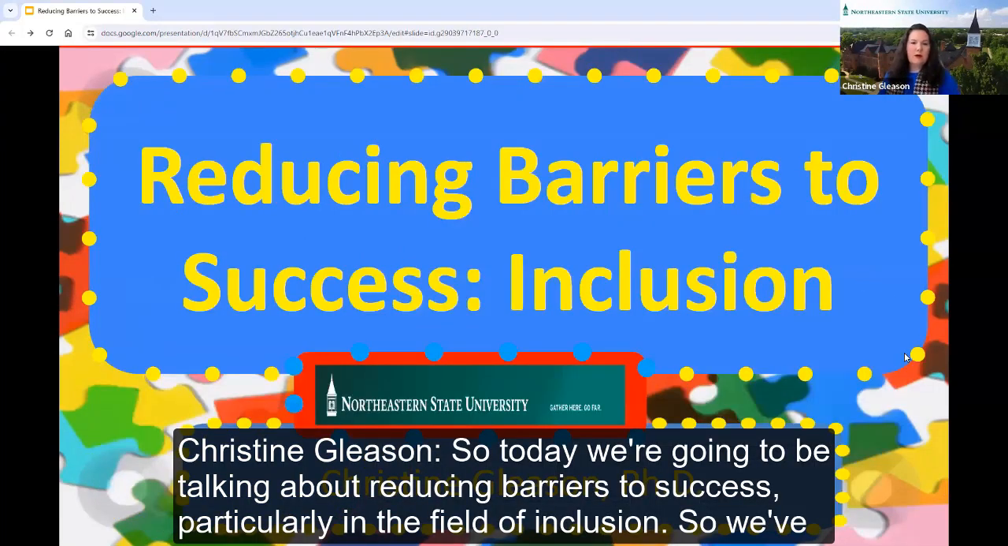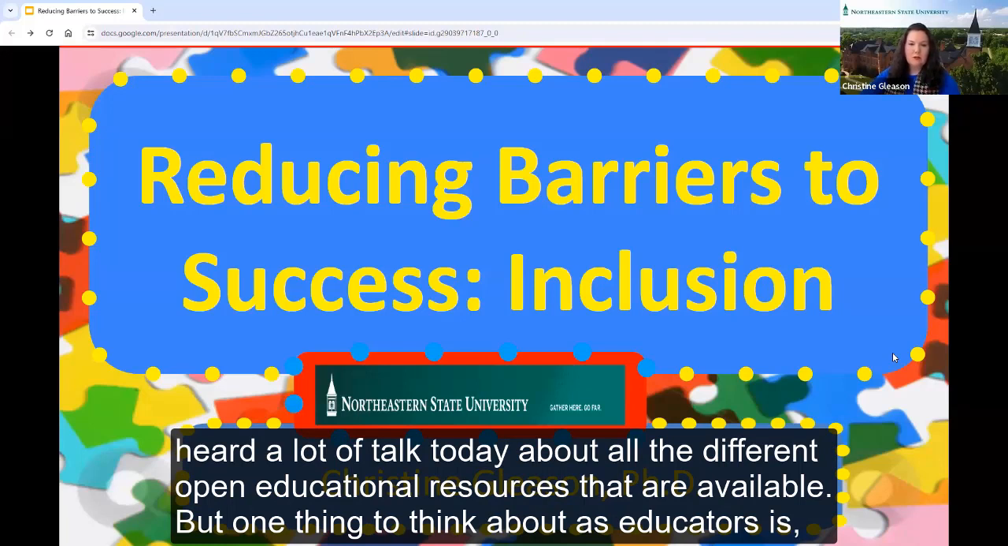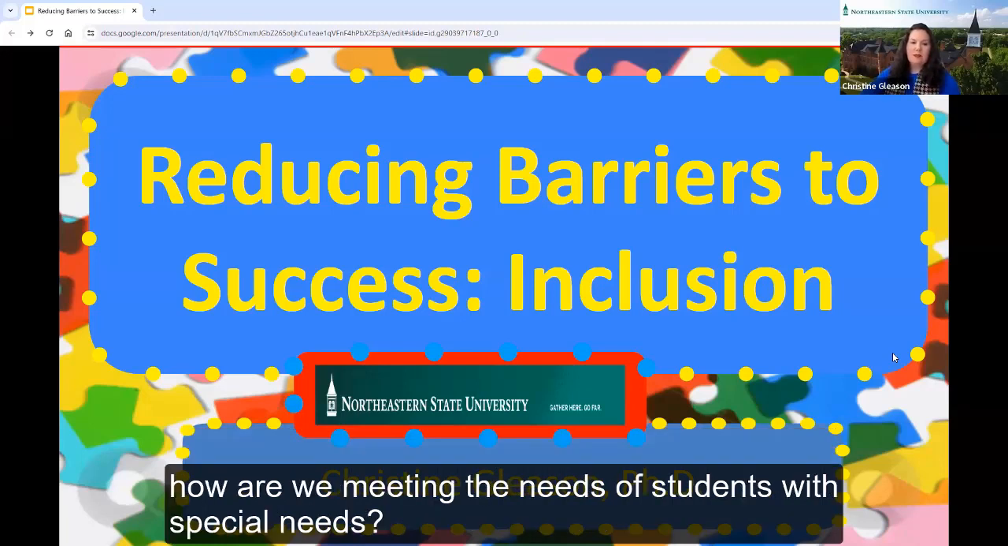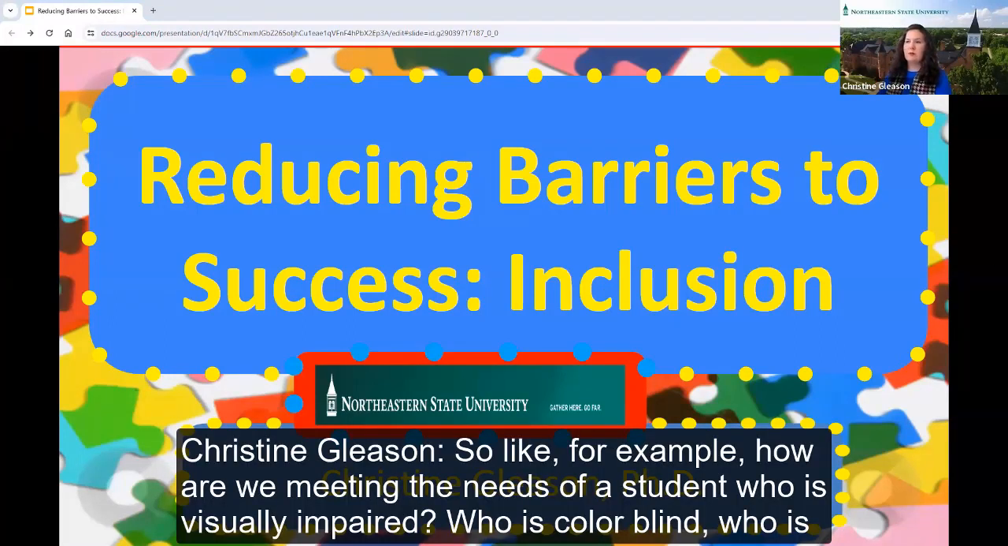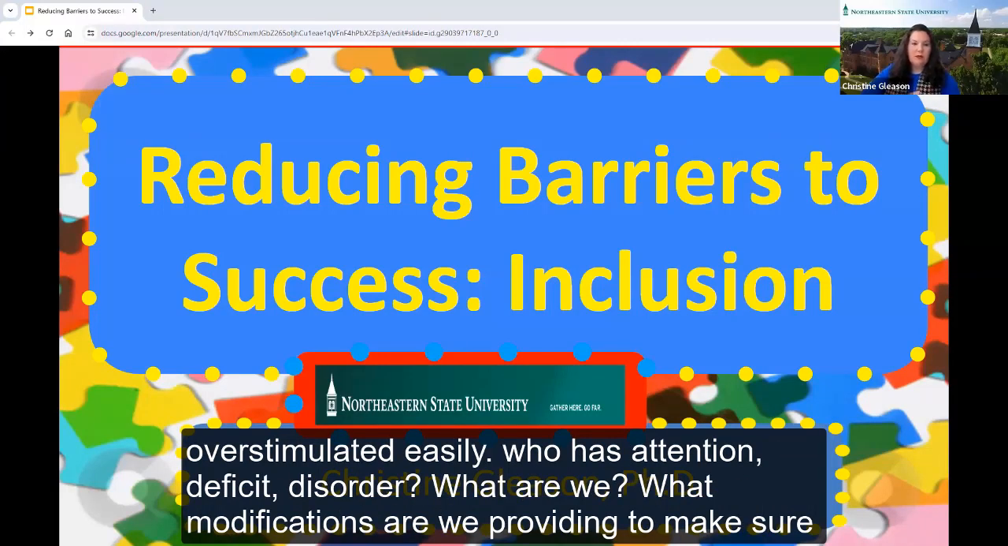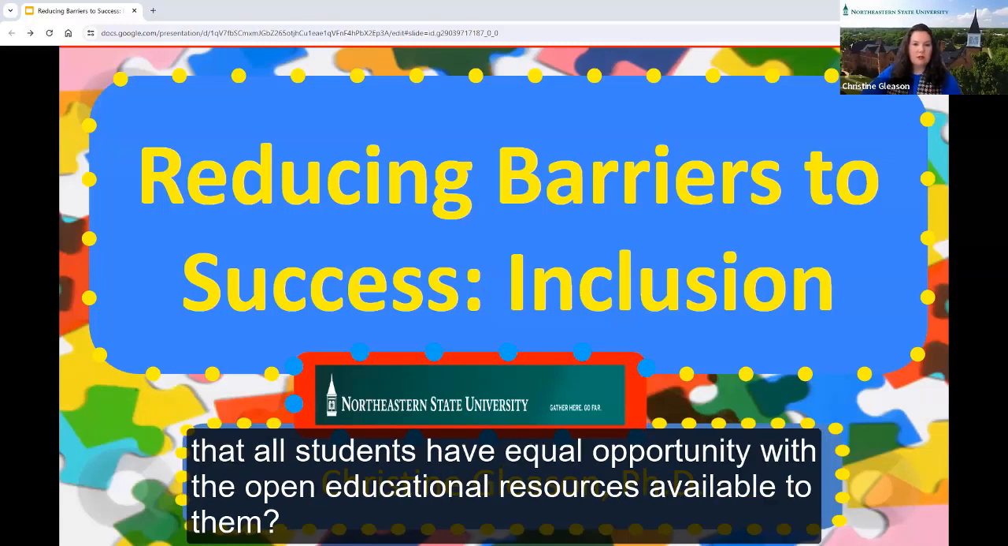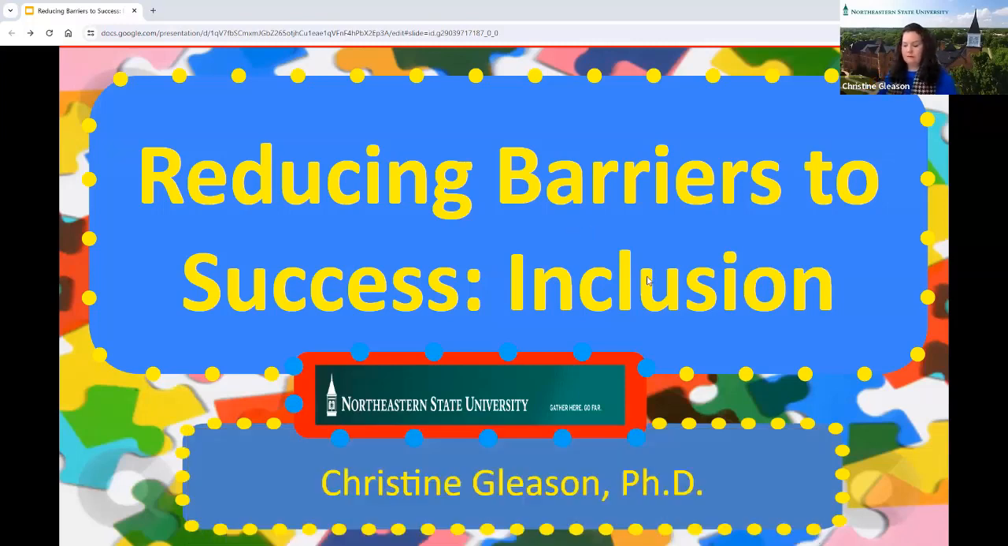So today we're going to be talking about reducing barriers to success, particularly in the field of inclusion. We've heard a lot of talk today about all the different open educational resources that are available. But one thing to think about as educators is, how are we meeting the needs of students with special needs? For example, how are we meeting the needs of a student who is visually impaired, who is colorblind, who is overstimulated easily, who has attention deficit disorder? What modifications are we providing to make sure that all students have equal opportunity with the open educational resources available to them?